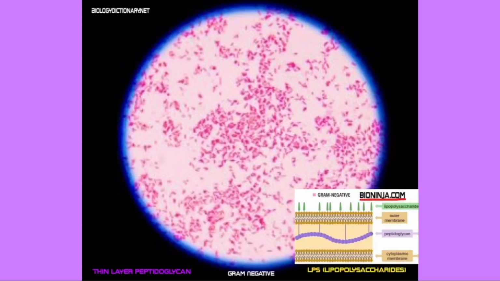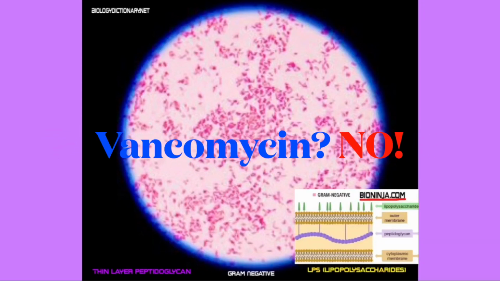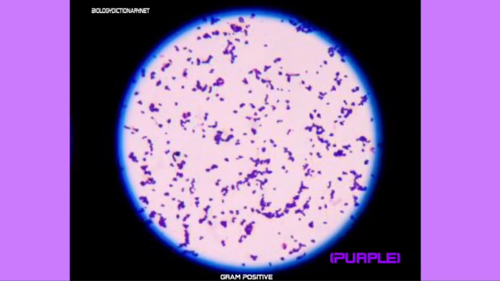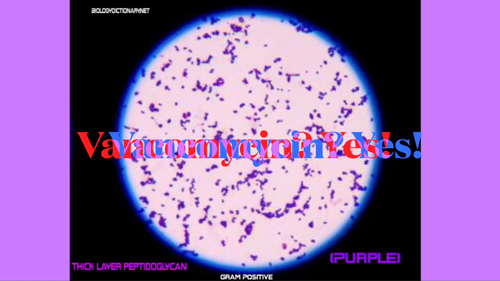What does this mean? This means that we're dealing with a gram-negative bacteria. Vancomycin under these circumstances is of no use to us. Retention of the crystal violet dye, however, indicates presence of a thick layer of peptidoglycan. This will tell us that we're dealing with a gram-positive bacteria, and that's where vancomycin will enter the equation.